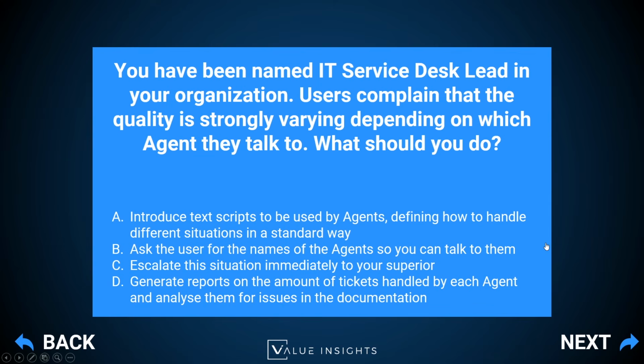And then D says, generate reports on the amount of tickets handled by each agent and analyze them for issues in the documentation. While issues in the documentation might lead to quality problems, it will not help you to understand how the agent actually talks to the customer on the phone. There might be huge differences in written documentation and spoken communication, actually. So it's much better to introduce text scripts, as said in answer A.